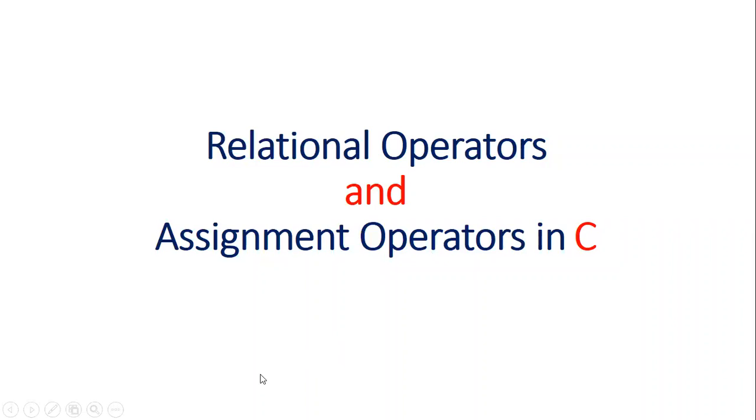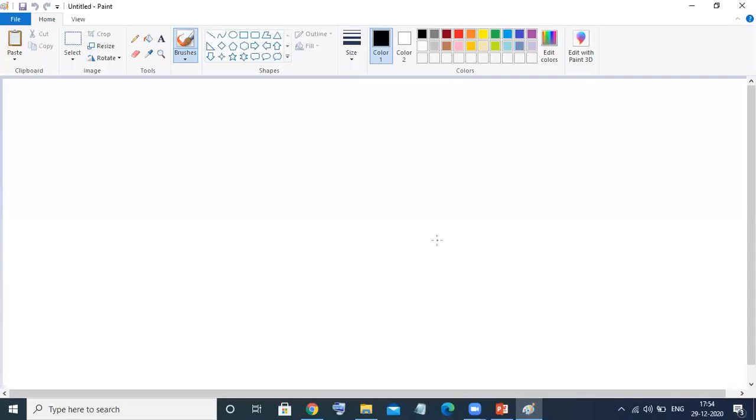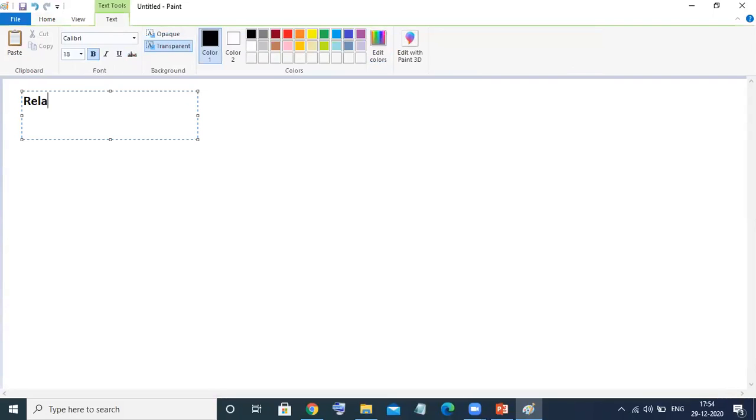Today in this session we are going to see relational operators and assignment operators in C language. So what exactly do we mean by relational operators? We'll see one by one. The name itself suggests relational. That means it will check the relationship between two operands.